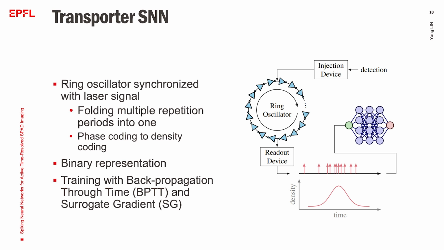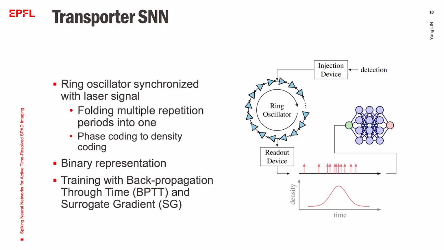The detection signal is injected into a ring oscillator and keeps circulating until the acquisition is completed. Since the period of the ring oscillator is the same as the laser, the relative distance between detection signals is preserved. The ring oscillator actually folds multiple repetition periods into one, reducing the sequence length from millions to thousands or even hundreds. The phase-coded spike trains are transformed into density-coded ones, which facilitates the training of the SNNs.